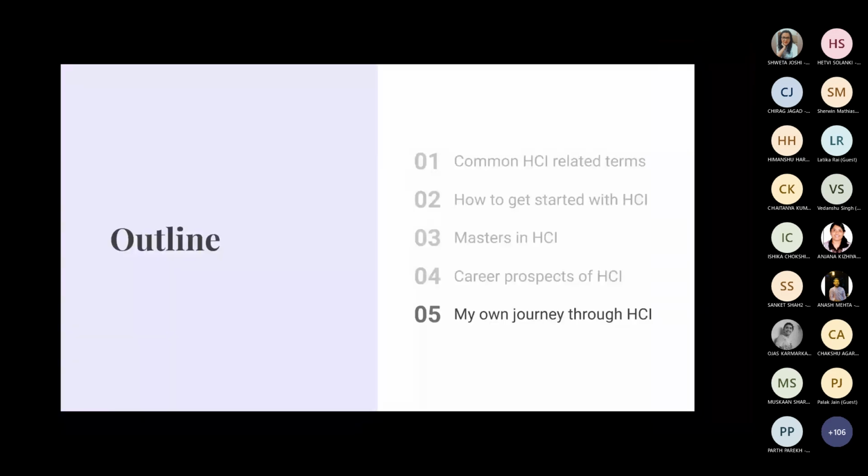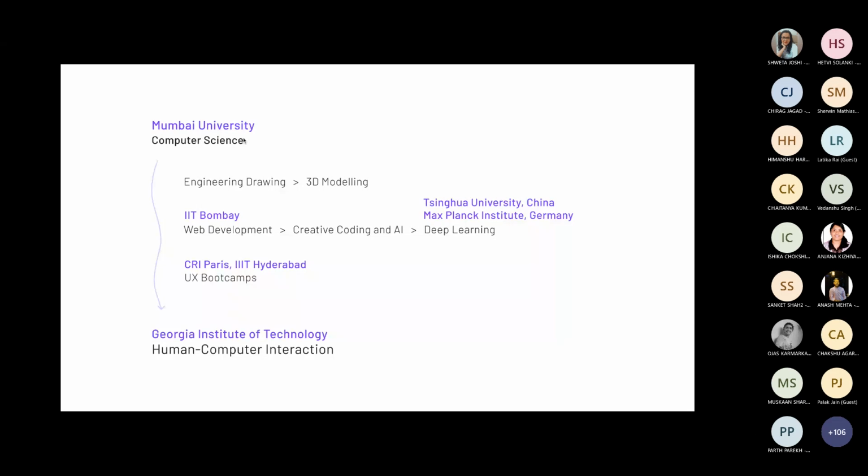Okay, so I will try to be very quick in my own journey through HCI. I started my degree in DJ Sanghvi in 2015 in CS. And in the first year, when we had common subjects, I actually really liked creative things and I loved engineering drawing a lot, which led me to exploring 3D modeling just because I really liked isometric views. And 3D modeling and animation got me an internship at IIT Bombay because I had talked to some professor there, which was actually a web development internship.